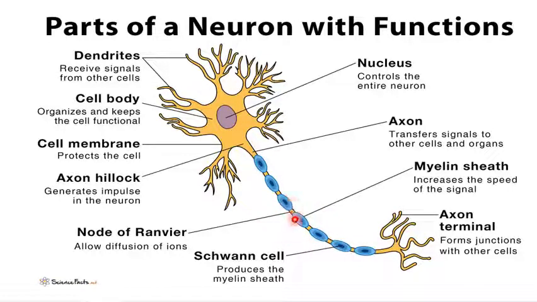In between the myelin sheaths, there are the nodes of Ranvier. They allow diffusion of ions. If you remember the action potential, there is an exchange of sodium ions and potassium ions. You will learn more about how nerve impulses travel in the neuron and the chemical processes involved in the next chapter, which is all about neural conduction. So that is the basic parts and functions of the neuron.